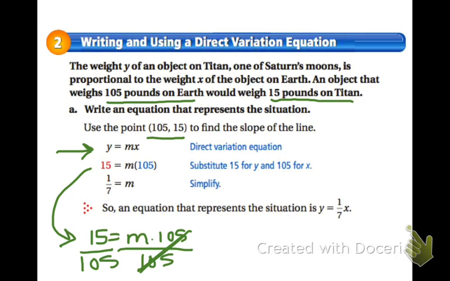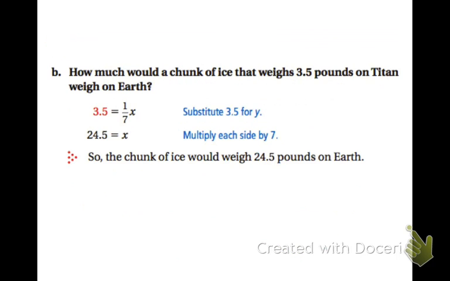15 over 105 can be simplified to 1/7 because if I divide out the common factor of 15, I'll get 1/7. So that's how I get that. So then I can get this form of the equation. y is equal to 1/7 of x. Now this information is going to be important for the next part of the example. Again, also in your textbook.